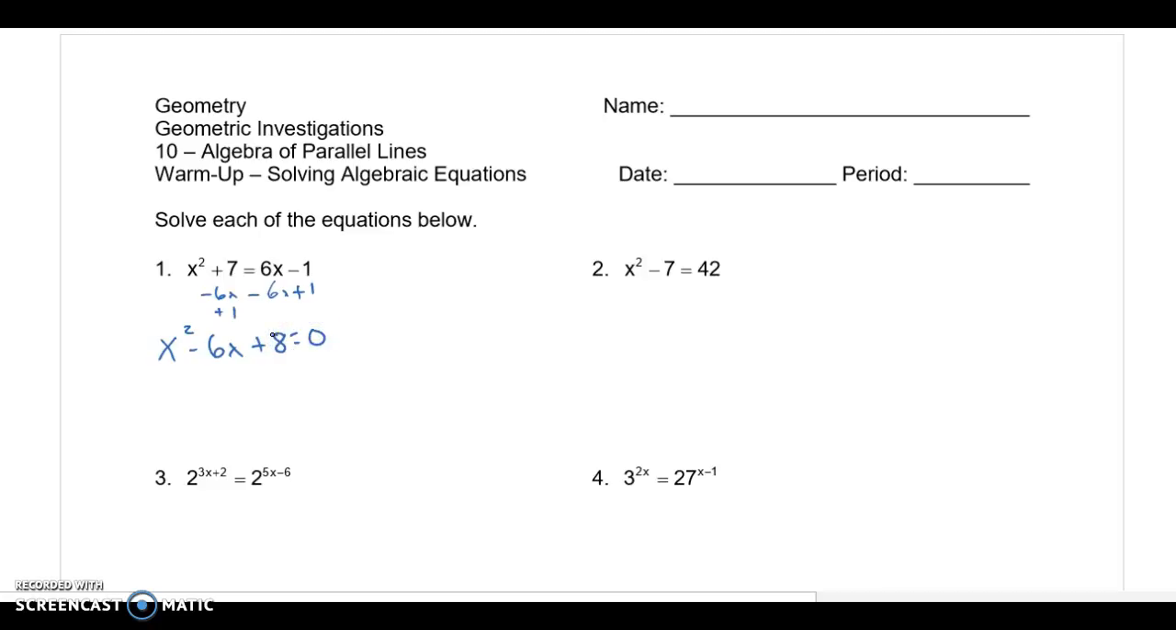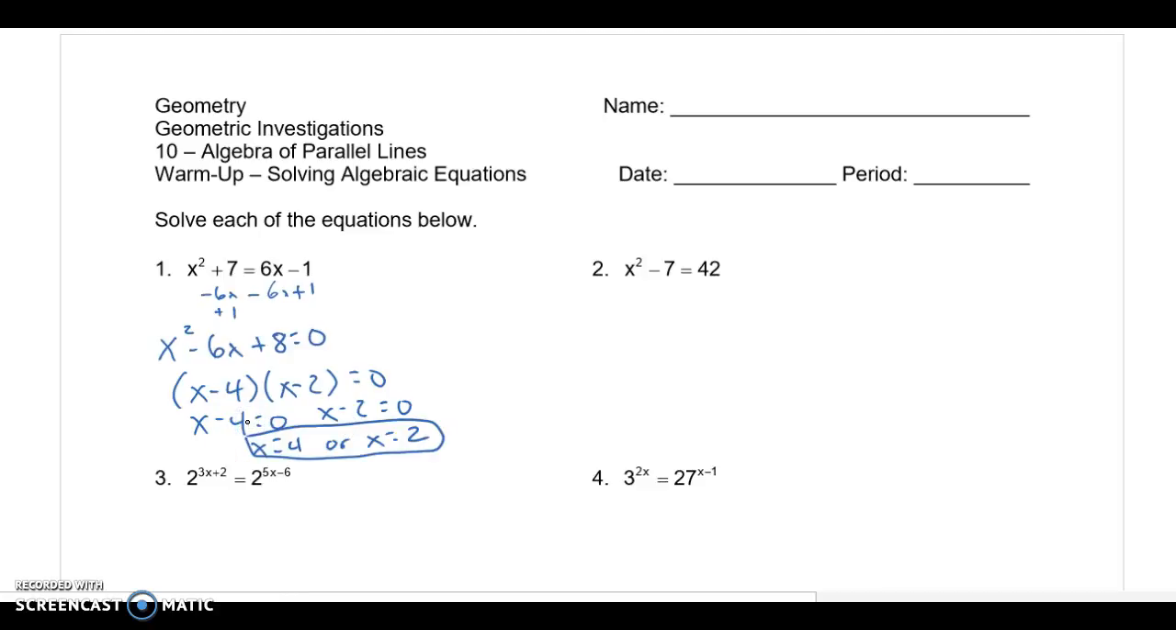At this point, I want to factor, so I want numbers that multiply to 8 and add up to negative 6. I'm looking at a negative 4 and a negative 2. So x minus 4 equals 0, x minus 2 equals 0. So x is either 4 or 2.